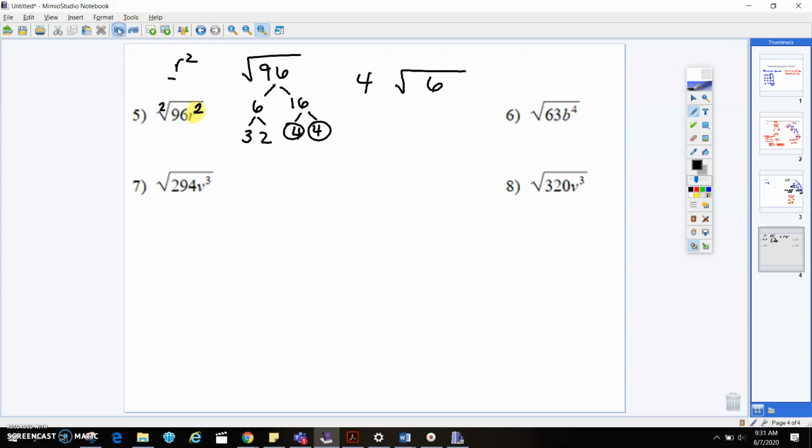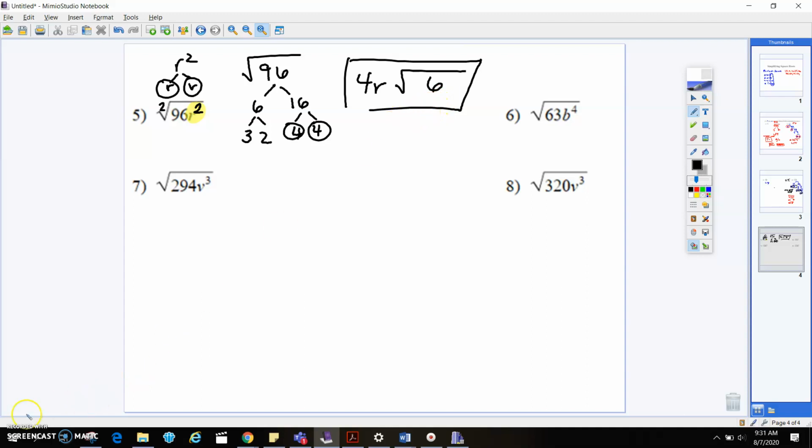And the reason why is because if we break down r squared into factors, we're going to get r and r, right? And we talked about how if you have a pair, then you can pull it outside of the radical. So if there's an r and an r, we're just going to pull it out and put it out front. So our final answer is going to be 4r square root of 6.